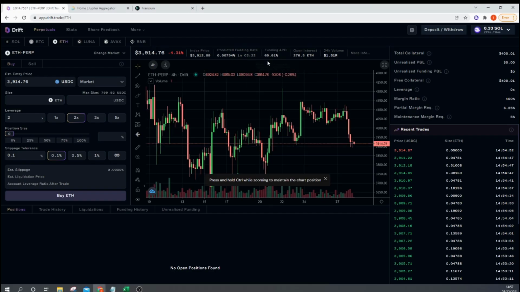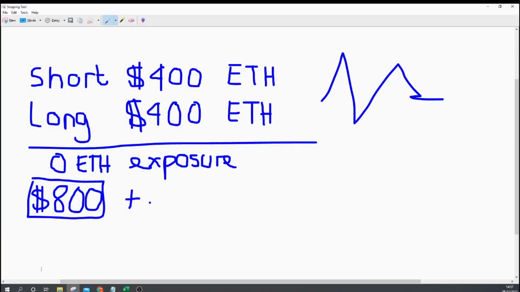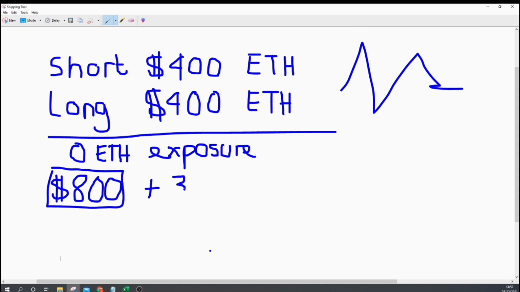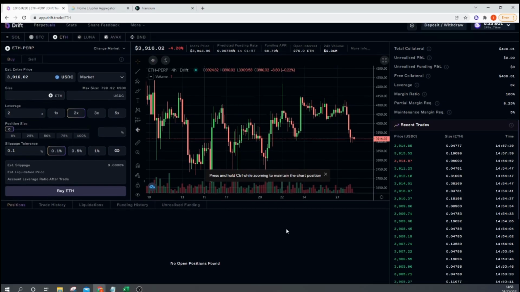So the funding APR is 69.5%, but we're using $800, and $400 will be on Drift. The other $400 will be off of Drift in a spot ETH position. So the actual yield that you're receiving is going to be 35% roughly. So you're generating 35% APR on stablecoins is effectively what you're doing.